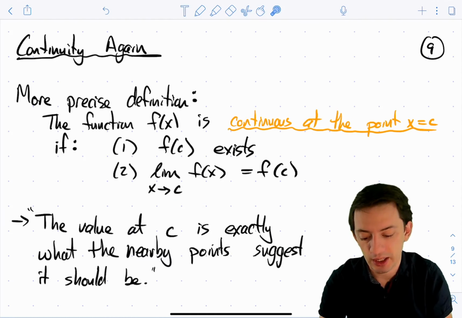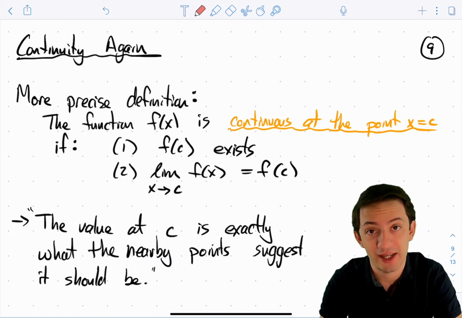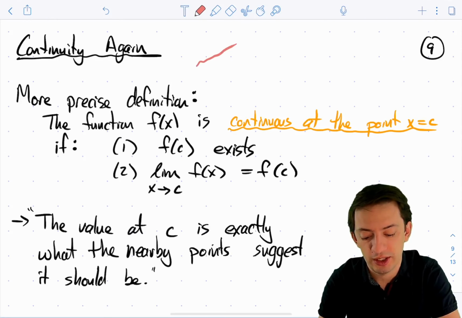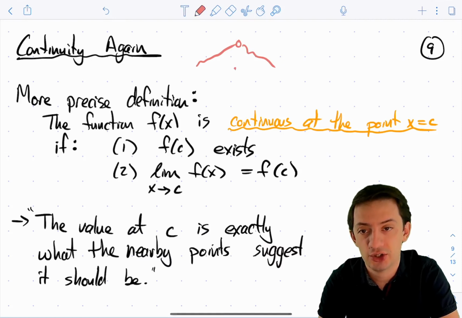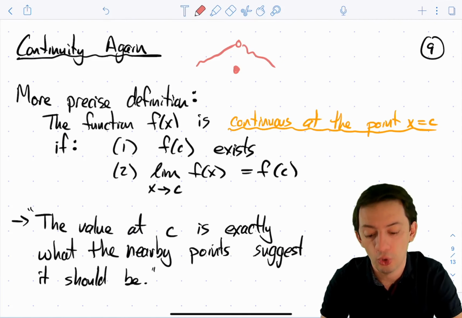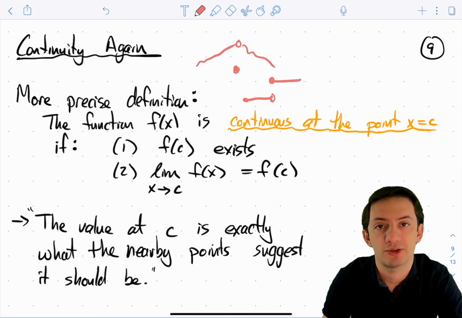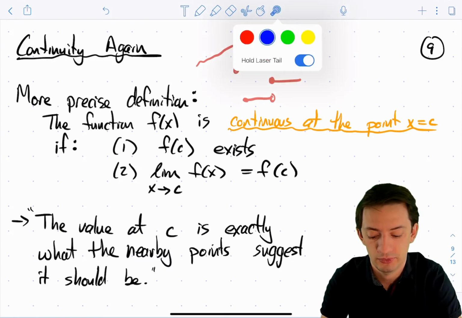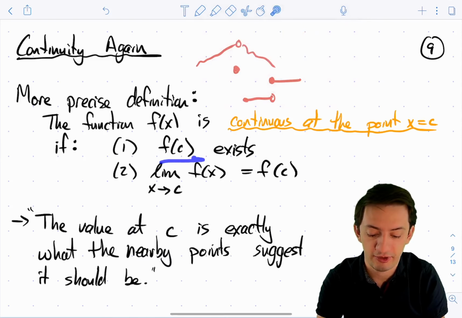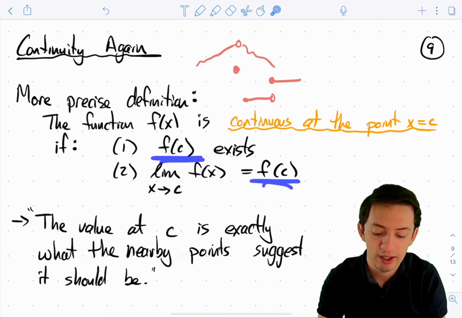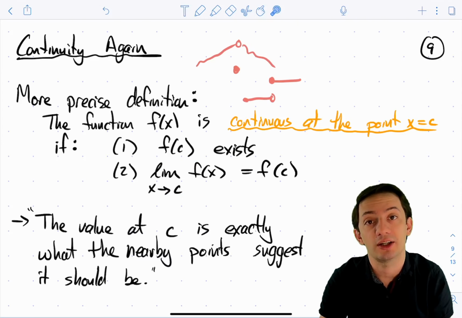So one example of discontinuity would be the nearby points suggest that the value should be this, but it's actually this. Or the nearby points don't suggest anything because there's a jump. So continuity at a point means that the function exists and its value is what it should be. Nothing crazy happens.